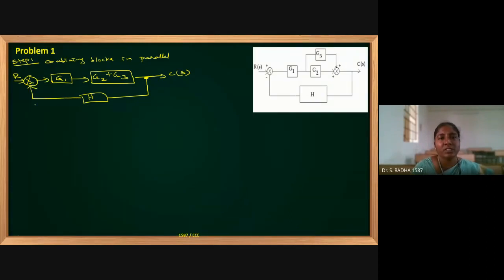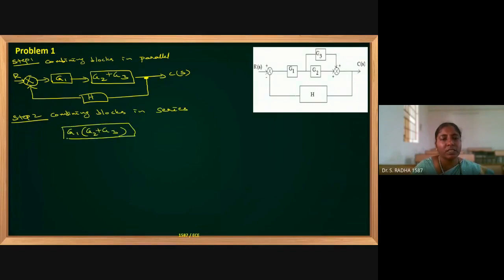So in step number 2, what I can do? Step number 2, two blocks are in series. Okay, combining blocks in series. So if two blocks are in series, what we have to do? Multiply them. So G1 into G2 plus G3. And this summing point as it is. And feedback path as it is. And output is C of S.